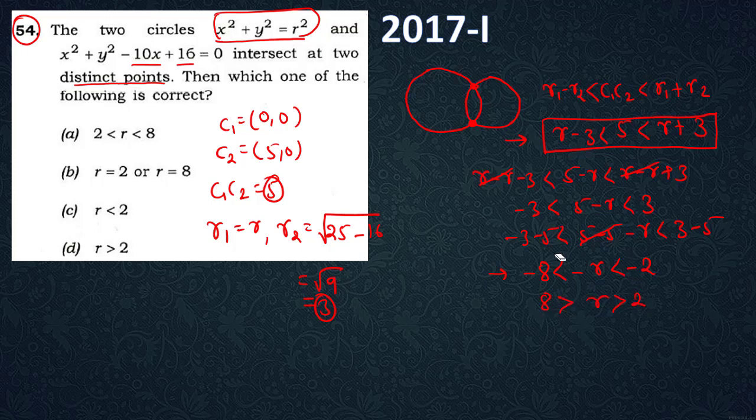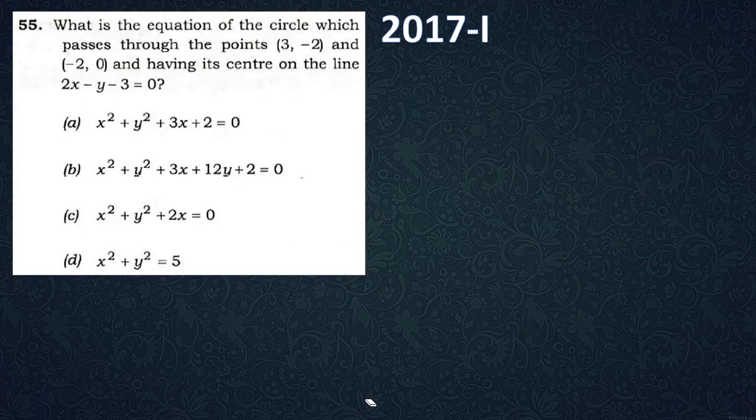So whenever you multiply the negative sign, your inequality changes. Okay, so what is your correct option is 8 is greater than r is greater than 2, that is 2 less than r less than 8. So option number A is correct. Okay, isn't it so simple? It's very easy. Let's see the next one, 55.